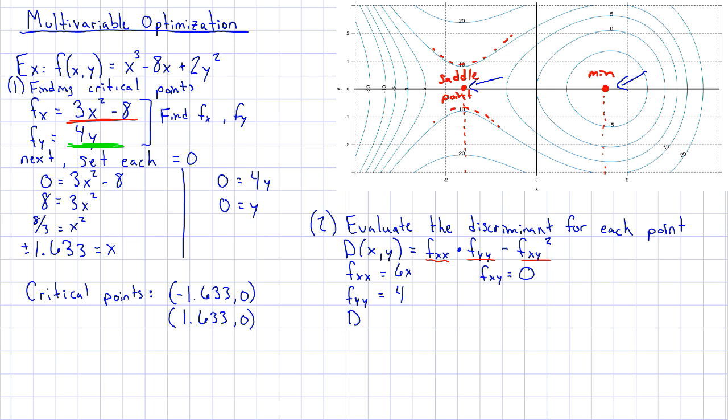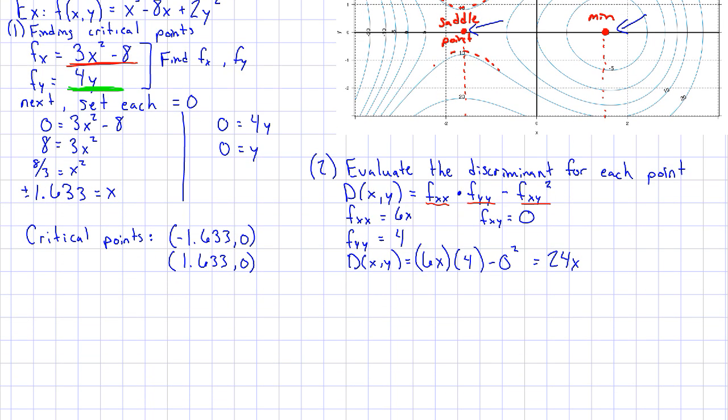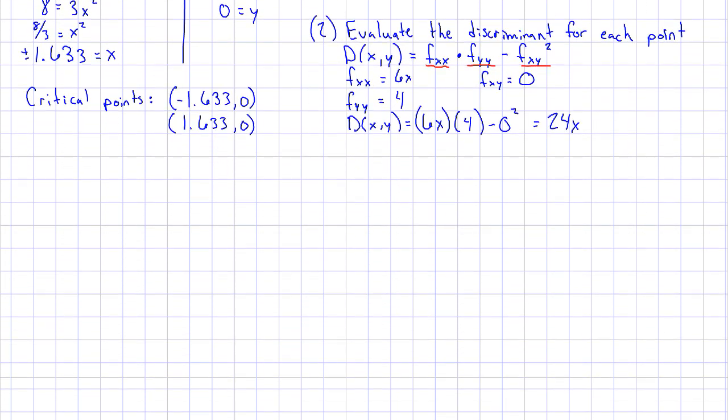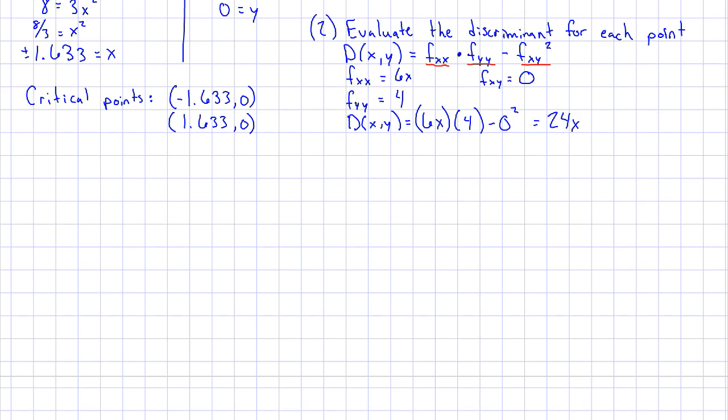But the discriminant then is going to be 6x times 4 minus 0 squared, which will just be 24x. This is the thing that I am now going to evaluate for each of my 2 critical points. And it turns out I'm not going to be able to fit it all on one page. So let's scroll down a little, and go back over here. We're evaluating our critical points. I shouldn't have a step 3. This is step 2 continued.